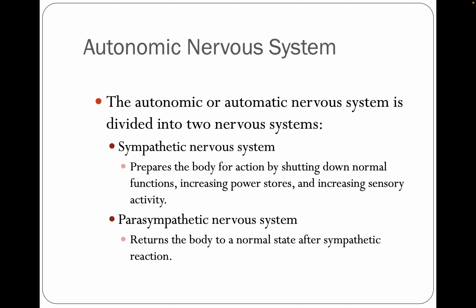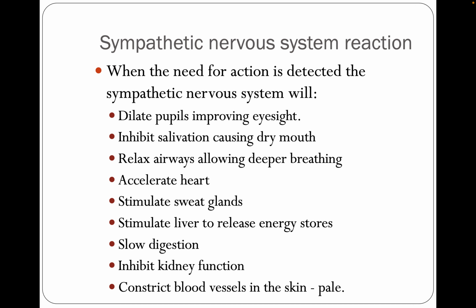The autonomic or automatic nervous system is divided into 2 nervous systems, the sympathetic nervous system and the parasympathetic nervous system. The sympathetic nervous system prepares the body for action by shutting down normal functions, increasing power stores, and increasing sensory activity. The parasympathetic nervous system returns the body to a normal state after sympathetic reactions.